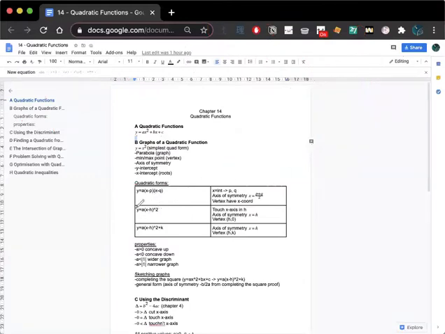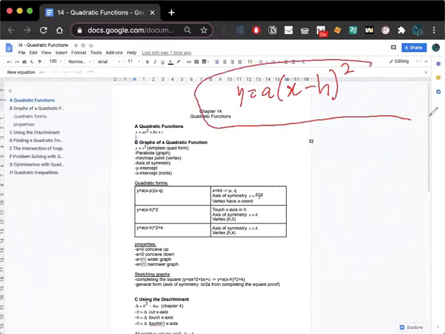Okay, so now we have y equals a times (x minus h) to the power of 2. This is actually the same thing as the one with the plus k.